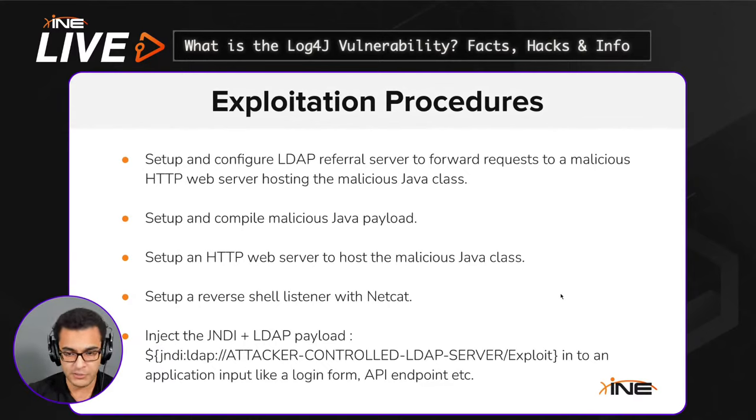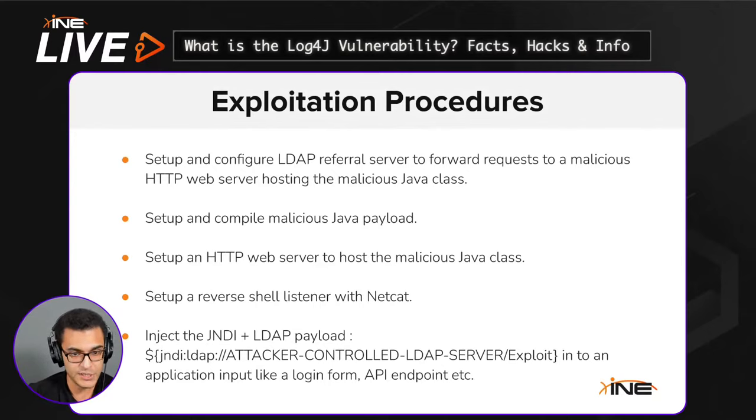All right, so the exploitation procedures are fairly simple. We need to set up and configure an LDAP referral server to forward our requests to a malicious HTTP web server that will be hosting the malicious Java class. We'll then need to set up and compile the malicious Java payload or class, and that's fairly simple. We can set up a very simple Java class that will provide us with a reverse shell when executed.